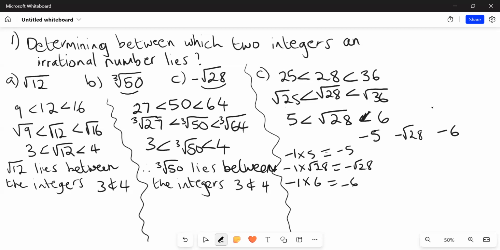But now, remember, whenever you multiply or divide by a negative number, the inequality sign changes. The inequality sign changes, right? So from there now, we can conclude and say negative root 28 lies between negative 5 and negative 6, right?